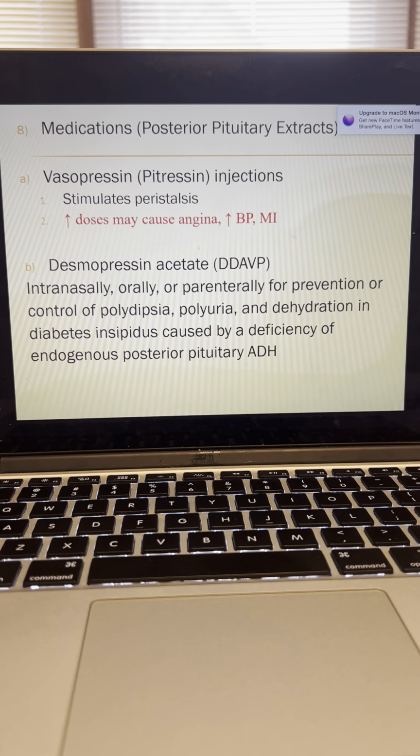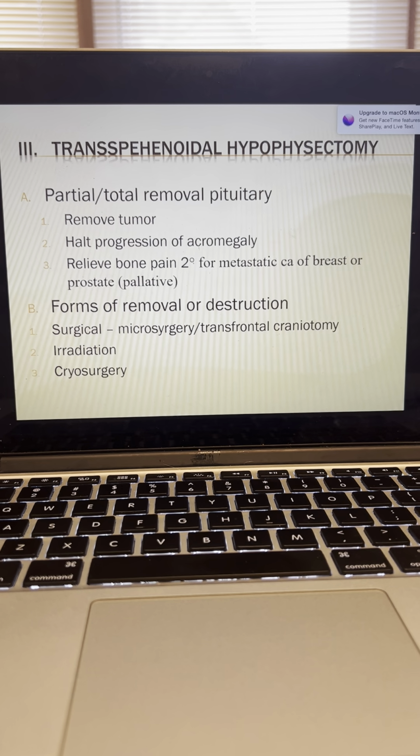Okay, and the very last thing, and I'm going to finish this out, and then that way we don't need to worry about anything after class tomorrow but the review. The surgical removal of the posterior pituitary, or part of the pituitary, would be a transsphenoidal hypophysectomy. It's a partial or total removal of the pituitary. We remove the tumor, we can halt progression of acromegaly, or we can do palliative care for metastatic cancer of the breast or of the prostate.